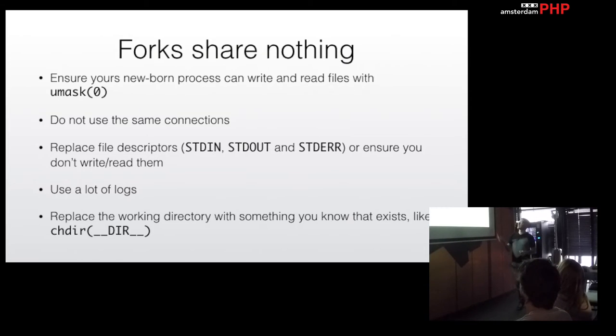First of all, forks share nothing. So remember when I said the thing with the road, I'm not gonna repeat myself for the third time. But the thing is, they are different guys. But the process has some permissions already. Sometimes when you fork, maybe the child is not gonna be able to read files or even write files. For that, we have to reset the user mask. So by resetting the user mask, putting a zero, we guarantee that our process is gonna have rights to read and to write files.